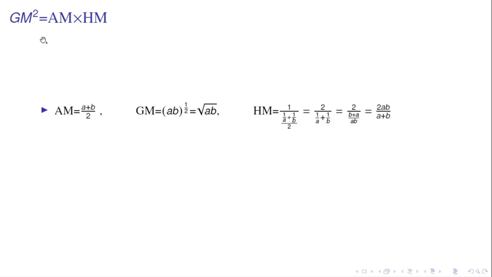Also, there is another relationship: GM square is equal to AM into HM. Take root AB squared, which becomes AB. Look here, AB gets cancelled, 2 gets cancelled, and AB remains. This shows that the square of GM is equal to AM into HM. By using this relationship, we can find AM or GM or HM when two observations are given.